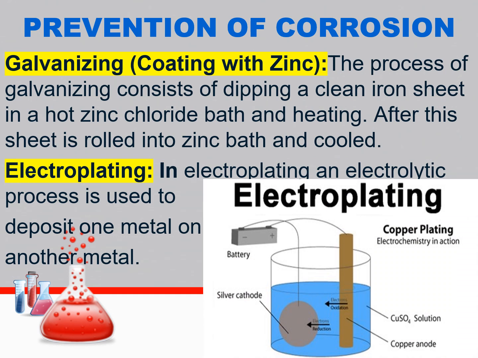Prevention of corrosion can be done by galvanizing, coating with zinc. This process of galvanizing consists of dipping a clean iron sheet in a hot zinc chloride bath and heating. After this, the sheet is rolled into zinc bath and cooled. Another is electroplating. In electroplating, an electrolytic process is used to deposit one metal on another metal.